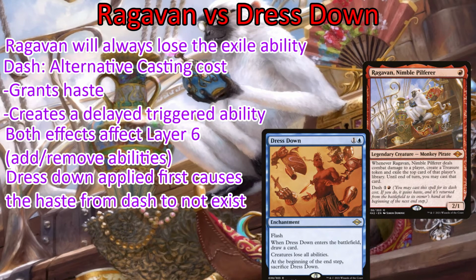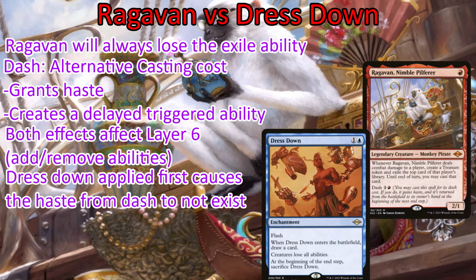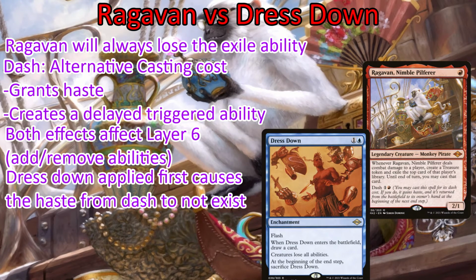And so, because granting haste is dependent on Dress Down, we apply the Dress Down event first, which means that the creature loses haste because it's not able to have an ability when it would gain it. Therefore, the end result is that no matter what happens, whether we play the Dress Down in response while the Ragavan is in play, or if the Ragavan is already played, the Ragavan will lose haste.